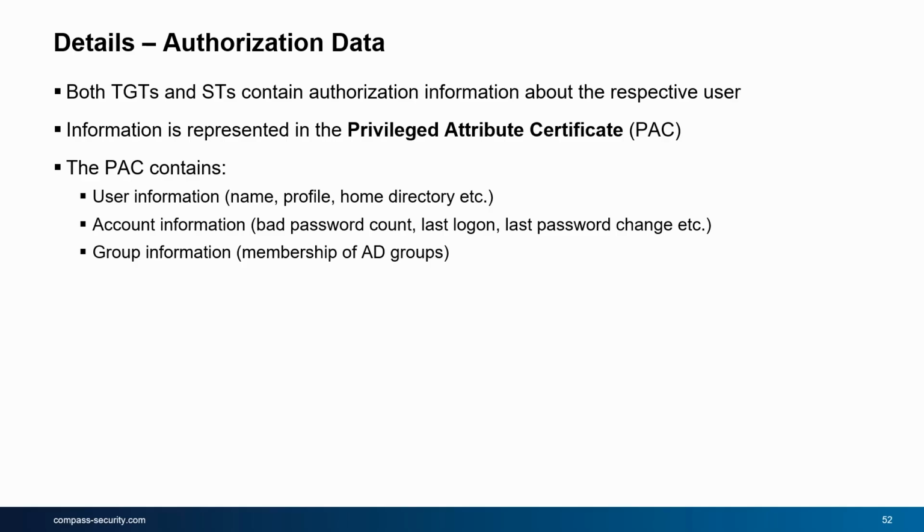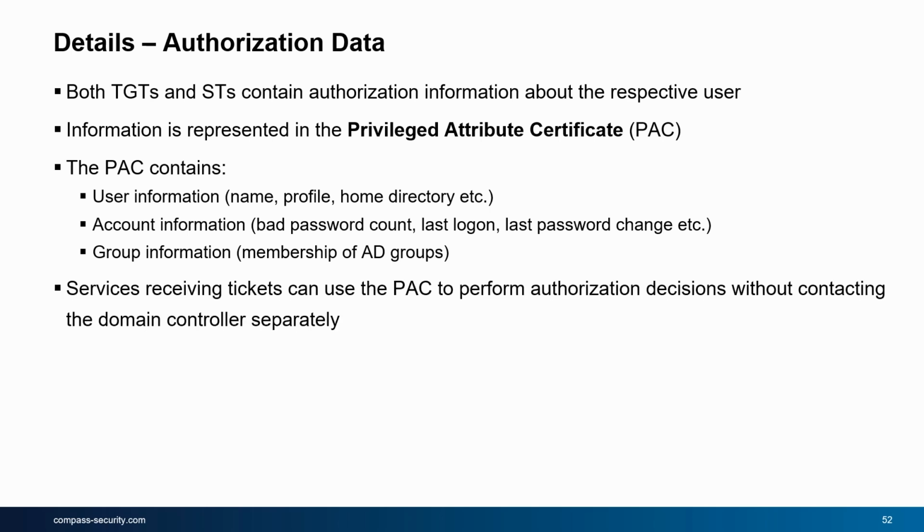And lastly as well, the group membership information. So what groups of the Active Directory is the current user a member of. Now, when a service receives a ticket, they can then inspect the PAC to essentially perform authorization decisions. So they can look at the information within the PAC and then decide whether or not the user should be allowed to access the resource in question. And all of this can take place without reaching out to the domain controller to fetch this information, because it is already present in the PAC.